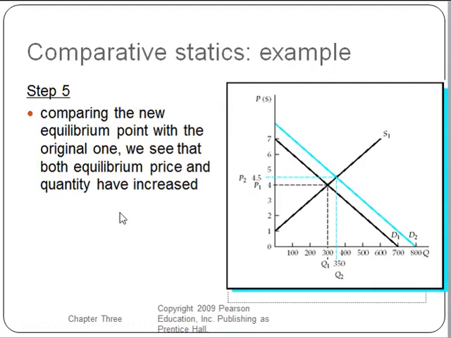Now let's compare the new equilibrium point with the original one. We see that both equilibrium price and quantity have increased. So we can draw our conclusion: if there is an increase in demand, then both price and quantity demanded will go up. This example is a simple illustration of how we use comparative statics analysis.